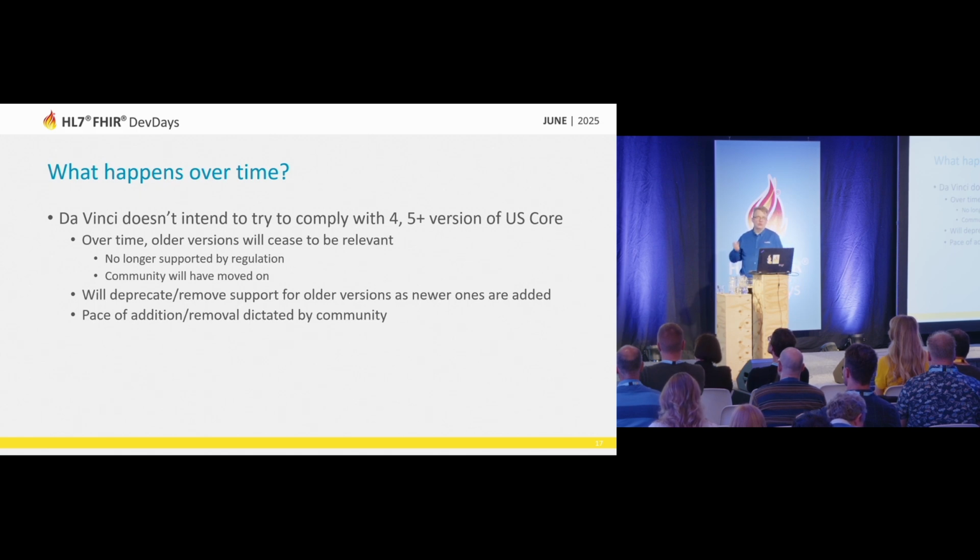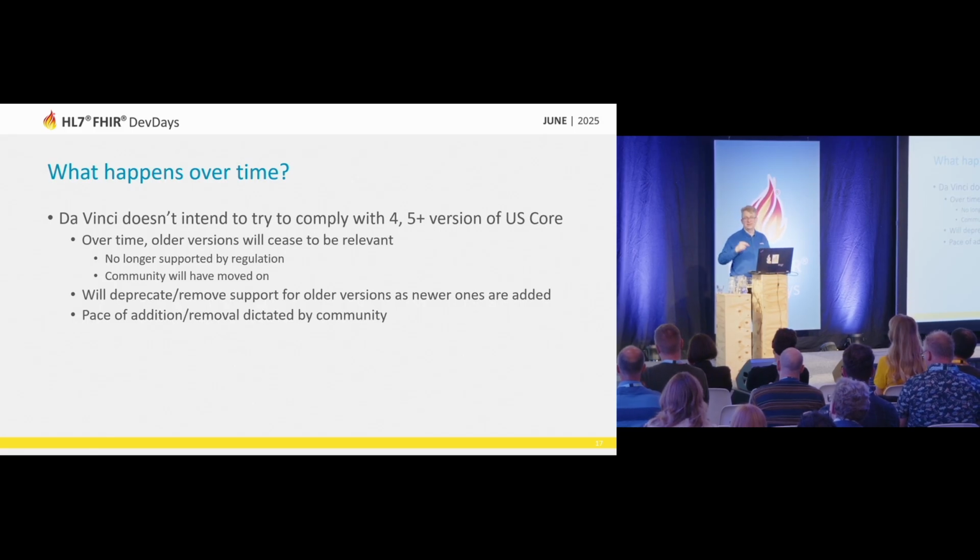Now, right now, Da Vinci is complying with 3 different versions of US Core. And when we adopted this process, one of the questions that came up was: what happens when US Core 8 comes out, or 9, or 10, or whatever? Are you just going to keep building forever? And the answer is no, because I like my builds to finish before I finish my lunch.